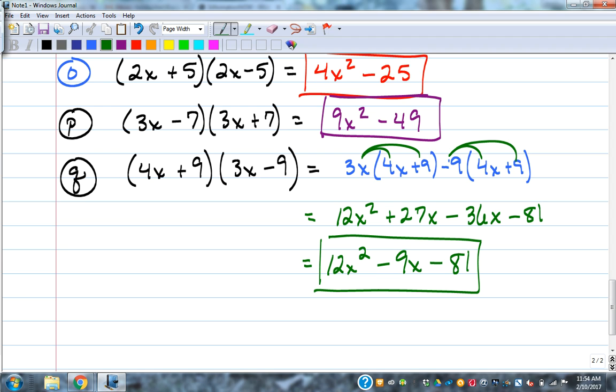I don't do FOIL, because it only works for binomial times binomial. It doesn't work for anything else. So I just do the distributive property. That is FOIL, that's what that is. It's the same order, everything's the same. I just don't say FOIL. I just say distributive property. I used to do FOIL, but I don't do it anymore. I hadn't taught it in several years.